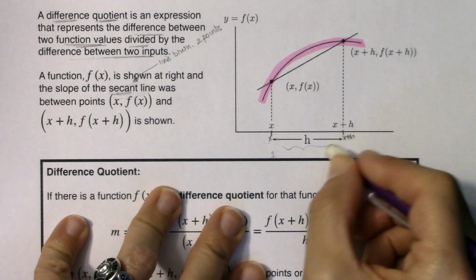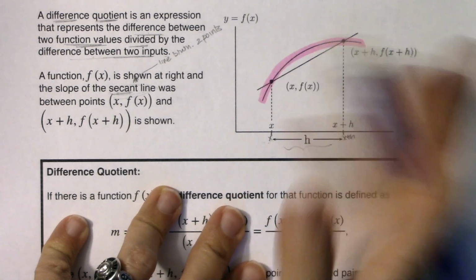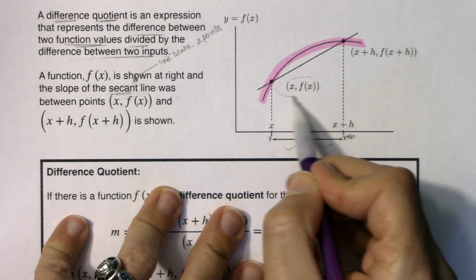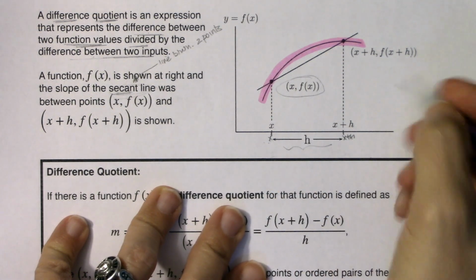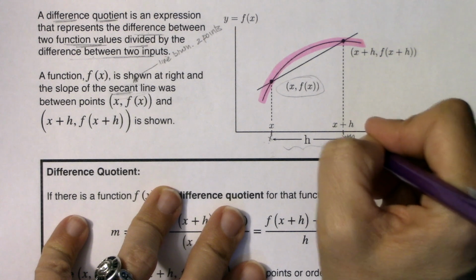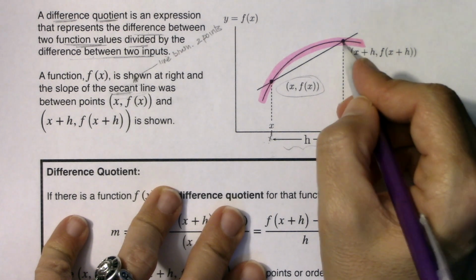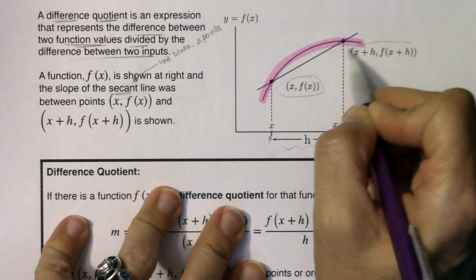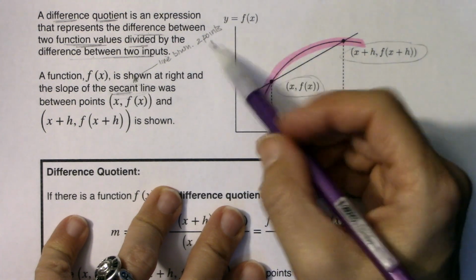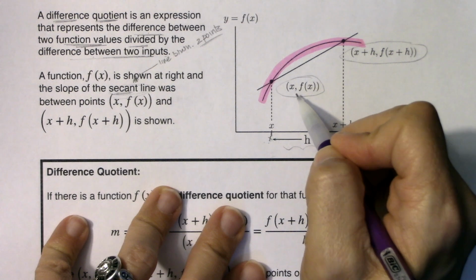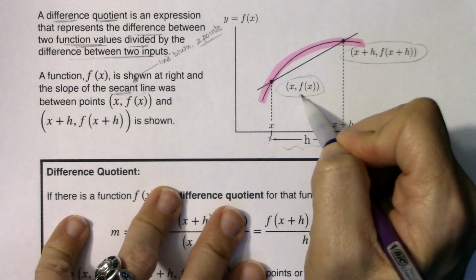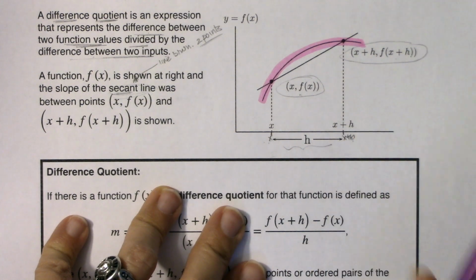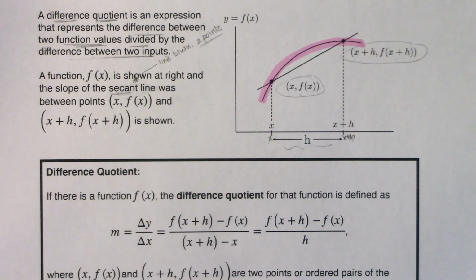If we have our first input at x, we know its output is f of x. So there's my first ordered pair. And if I have this second input of x plus h, we know its output is f of x plus h, whatever that winds up being. So there's my second ordered pair. When I say between two points, one point is (x, f of x) and the other is (x plus h, f of x plus h).